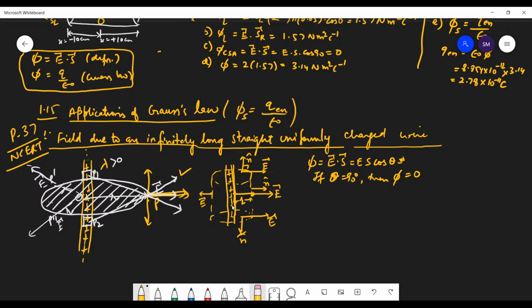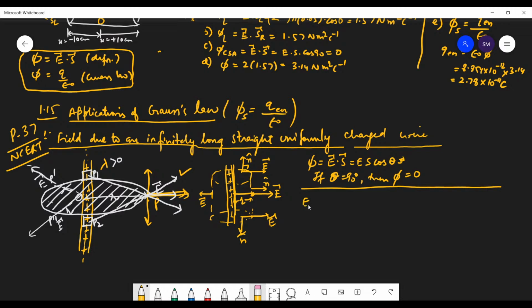As this wire is infinite, this point P can be anywhere, so position doesn't matter. So the electric field is radial in the plane cutting. So from where are you going to start your derivation? Let me start the derivation. This is how you need to write in your exams.